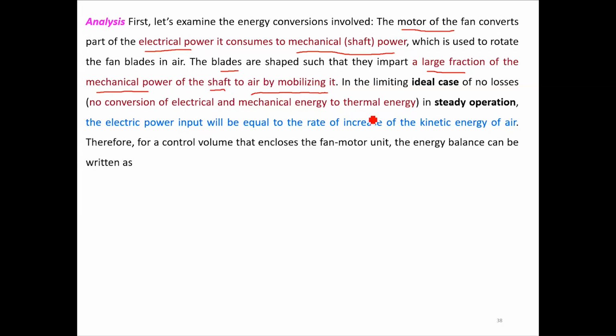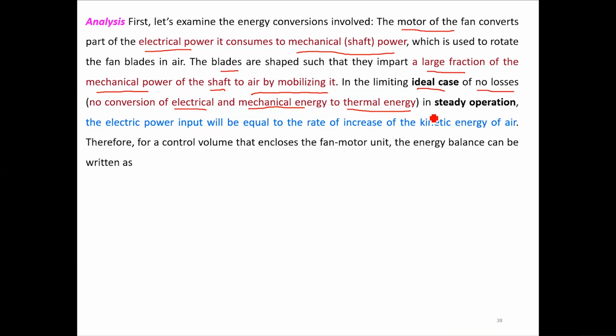But in the limiting case, we assume the ideal case. Ideal case is which case? Where there is no loss of the energy that is coming in. That means the electrical energy which is converted into the shaft power, and the mechanical energy which is converted into the kinetic energy of the air, do not involve any losses. All right. Is this point clear? Yes, sir.